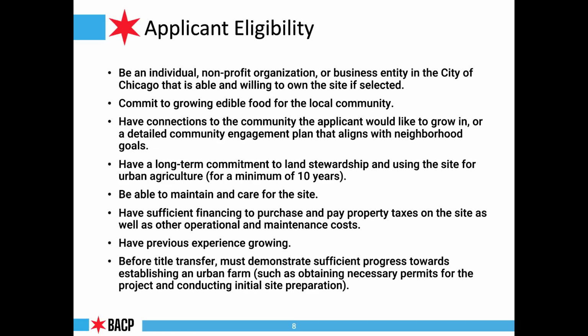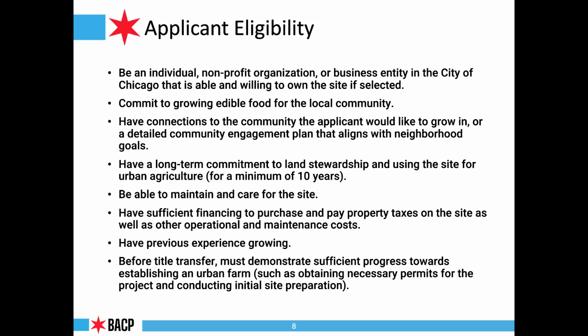Now, on to applicant eligibility. Folks who are eligible for this program can be individuals, nonprofit organizations, or business entities in the city of Chicago that are willing and able to own the site if they are selected. The commitment has to be to growing edible food or produce for the local community where the site is located.